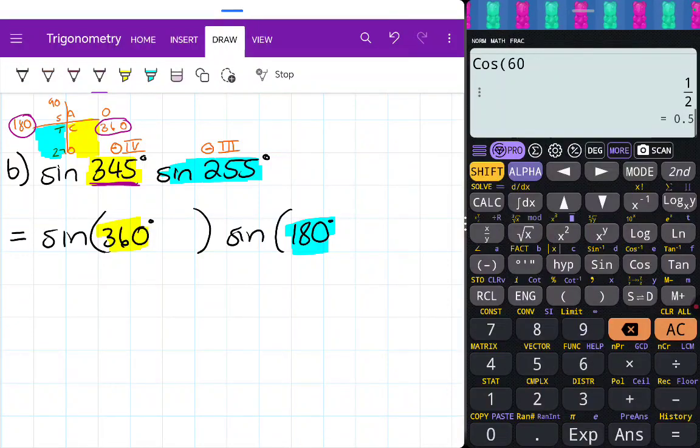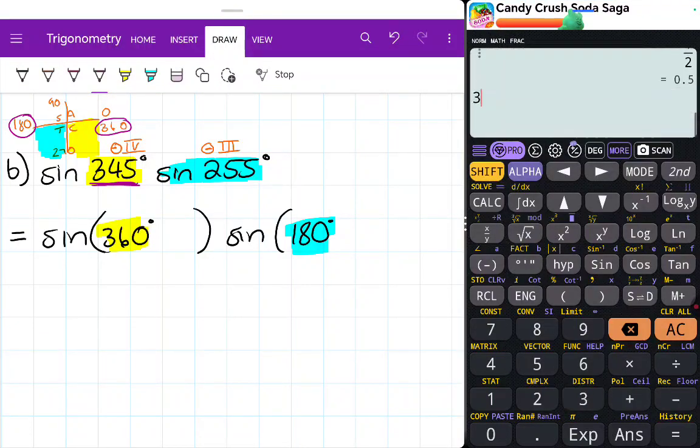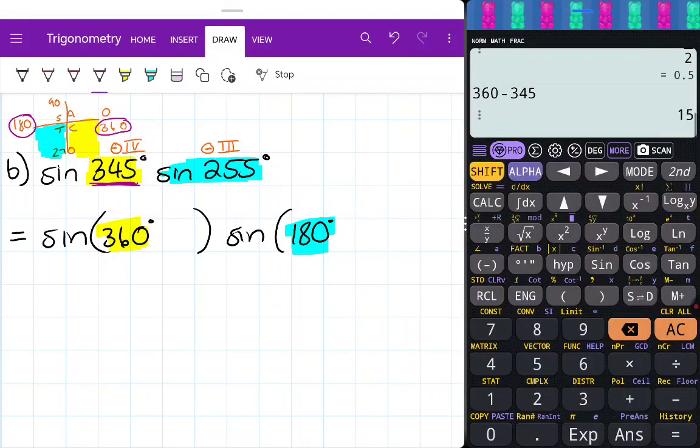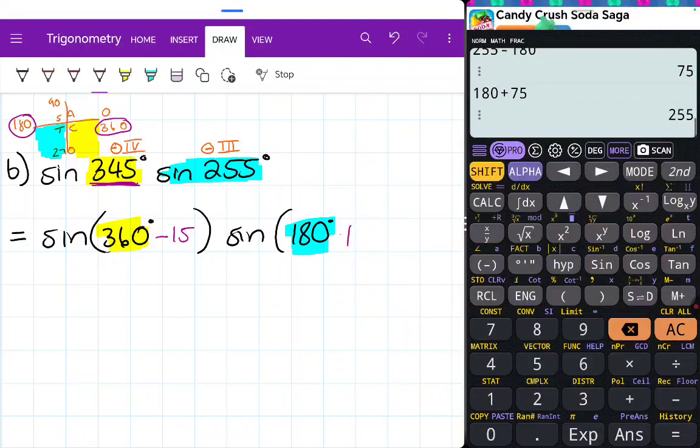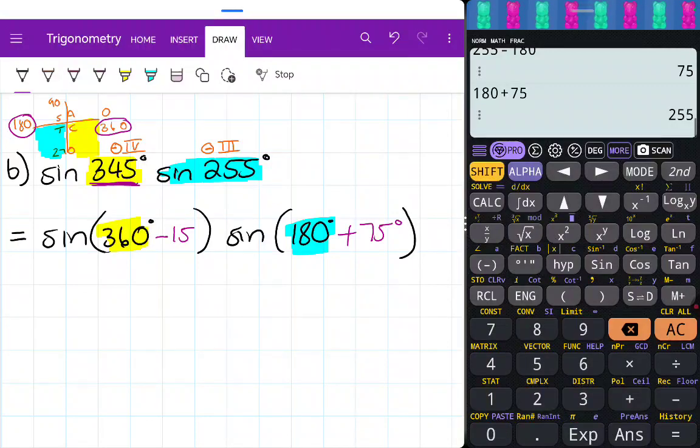Okay, so how do we get our first one? We're going to say 360 minus 345. That gives us a total of 15. So this is minus 15. And our second one, now I'm not going to say 180 minus. I'm actually going to say 255 minus 180. That gives me 75. So 180 plus 75, that gives me 255. Beautiful. So plus 75 degrees. That is what my reduction looks like.